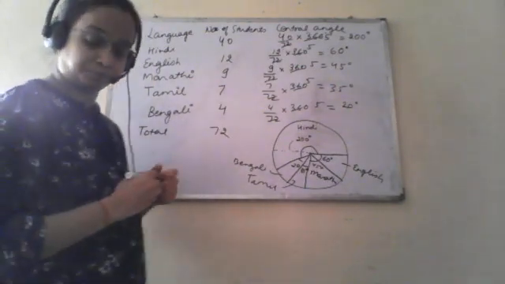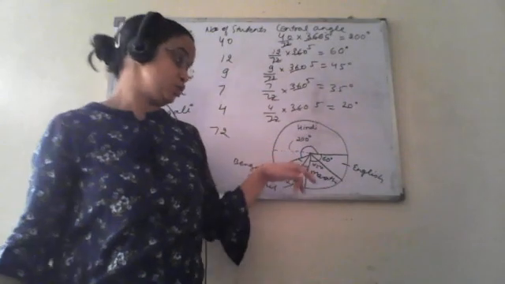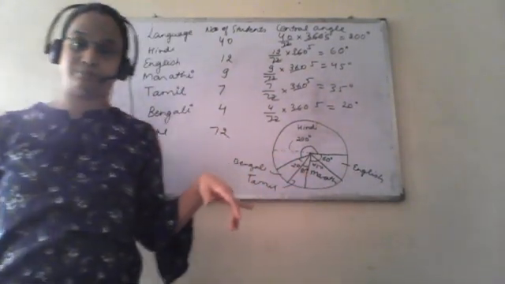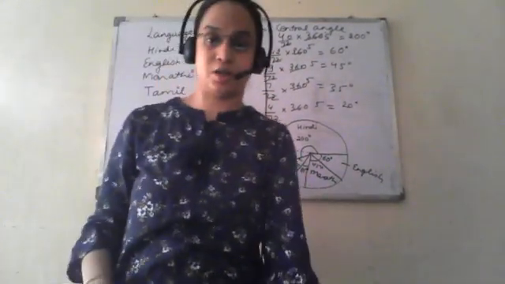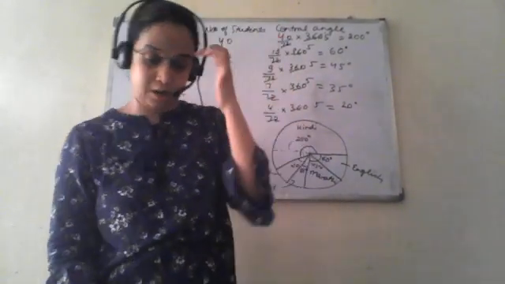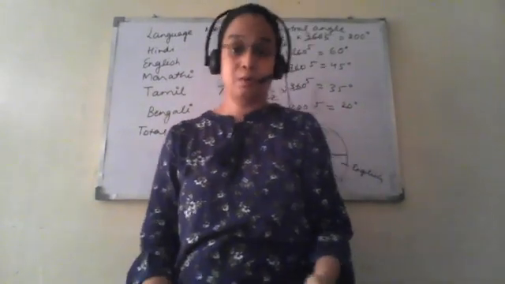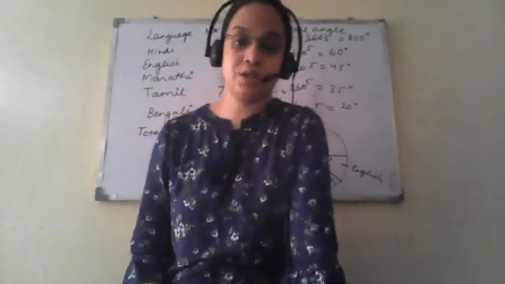So this way you have to draw the pie chart. So use a protractor for drawing this chart. Okay. So this is the end of this video, and the next topic, that is the last topic of this chapter, that is probability or chances, we will discuss in our next video.